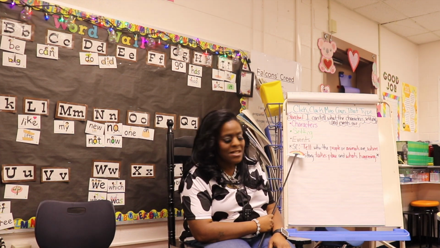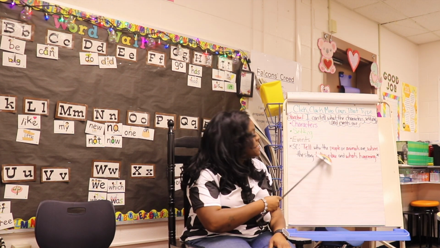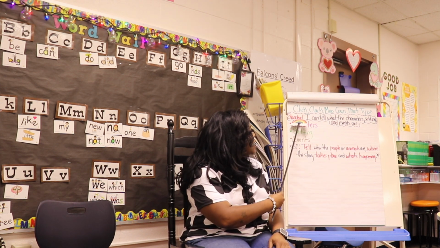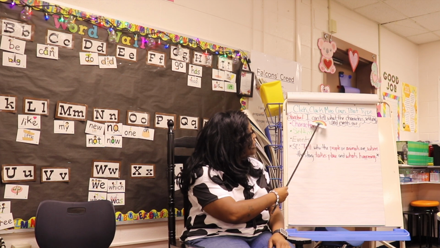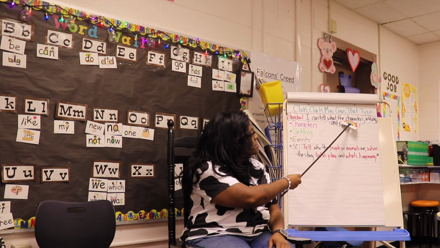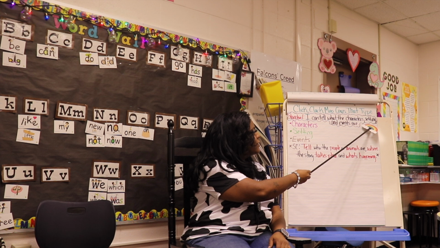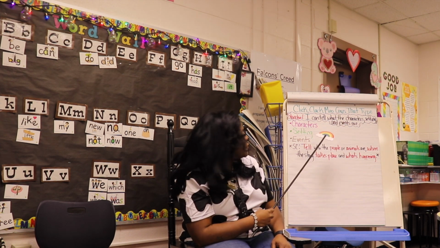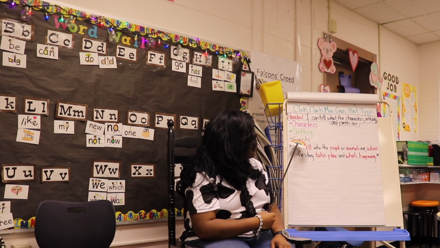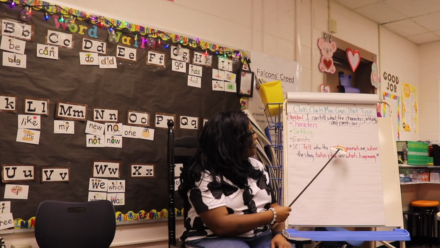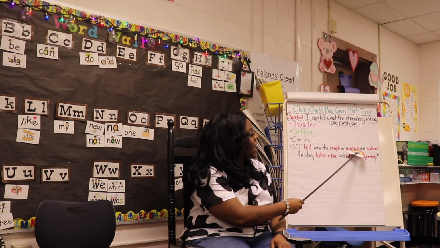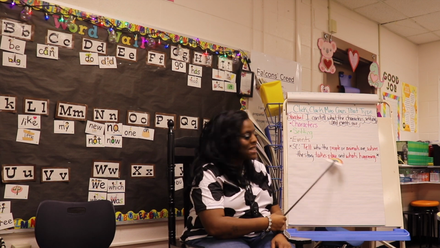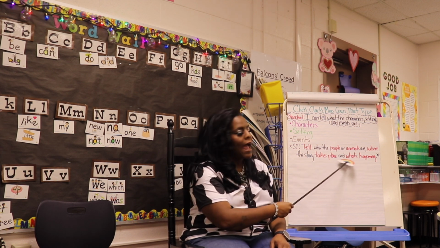C stands for success criteria. That means what do I need to know to be successful. All right, so our learning target, our standard, is I can tell what the characters, setting, and events are. So if we want to be successful with that, these are the things that we have to be able to do. We need to be able to tell who the people or animals are, where the story takes place, and what's happening.